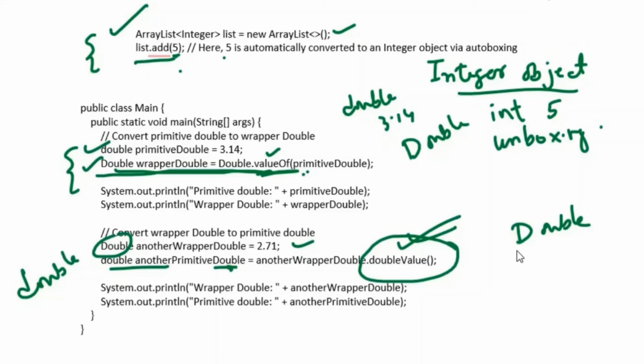And we know that if something starts with a capital letter, generally in Java, it is a class name. So my point is very clear. This line converts the wrapper Double value 2.71 to a primitive double using the doubleValue method of the Double class. The doubleValue method returns the value of the Double object as a primitive double. This thing you have to remember.